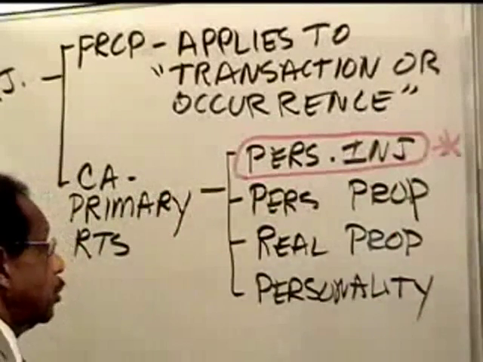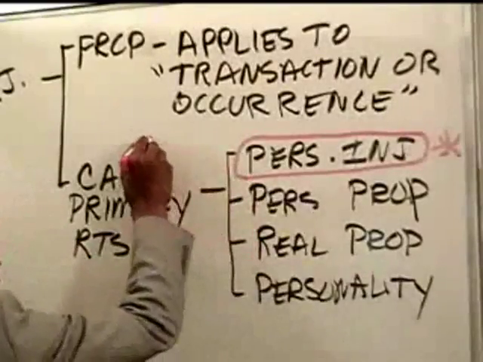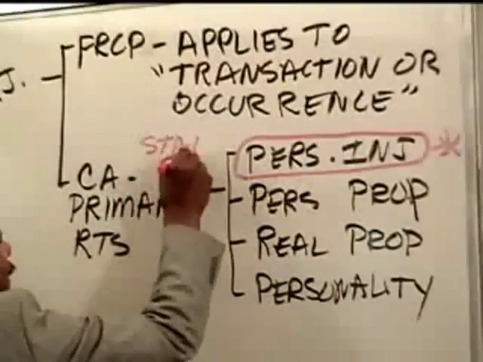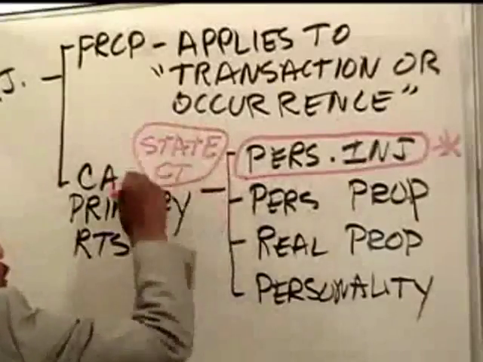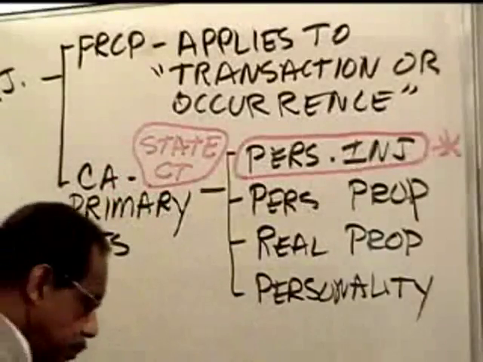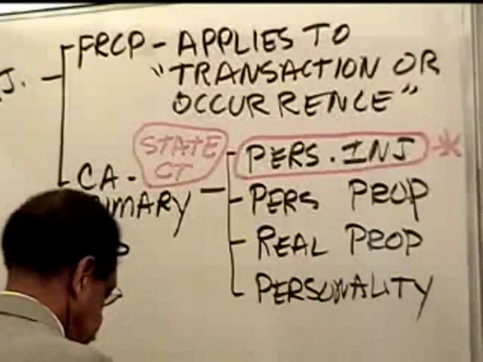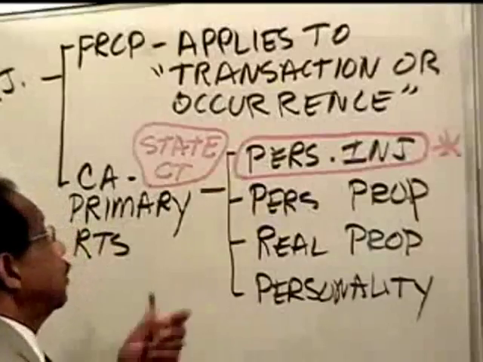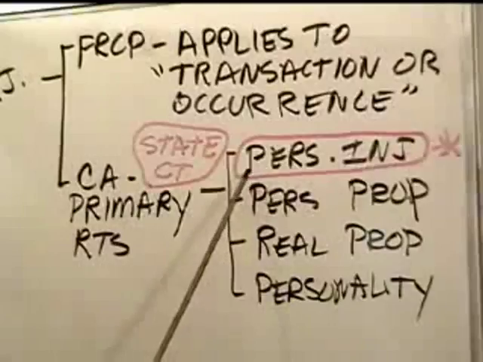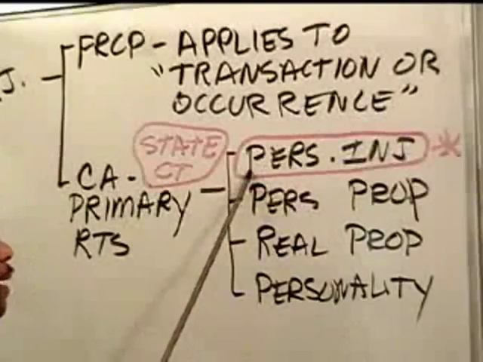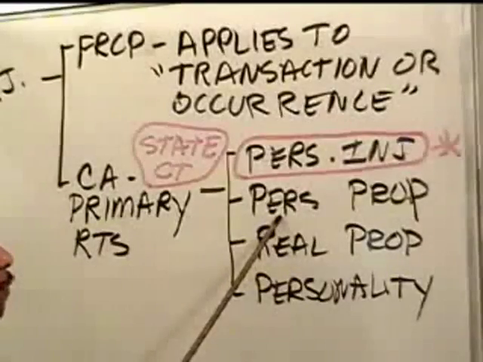In the state courts, personal injury, and let's say it's in state courts. I know this red is a little hard to read, I won't use any more of it. So if you're in state court and the person sues for their personal injury, the person could later come back in state court and sue for damage to the car in California.